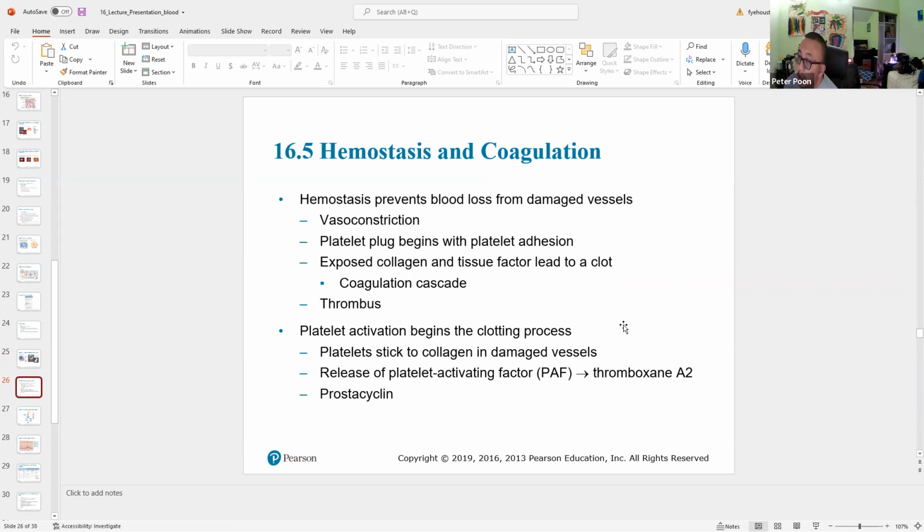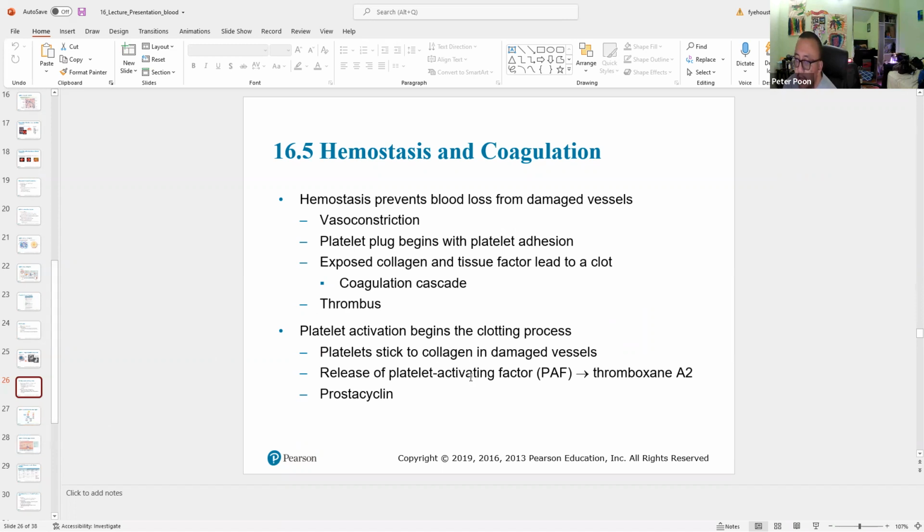Okay, so if I stab one of you, the first thing your body tries to do is hemostasis. Blood clotting, because you don't want too much blood to leak out. Vasoconstriction, the platelet plug begins with platelet adhesion. The exposed collagen and tissue lead to a clot, and that leads to a coagulation cascade and a thrombus. Okay, blood clot.